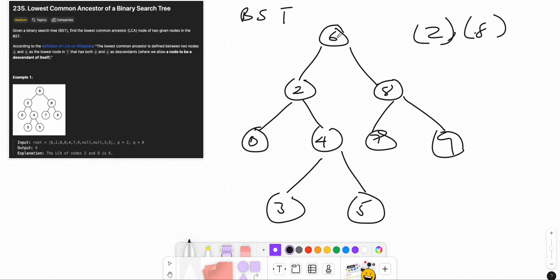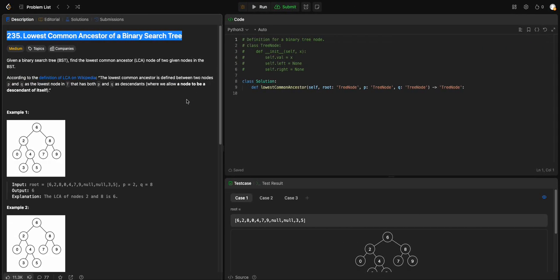the node that is closest to the root. In the question, even though it is marked medium, it is a simple one. In a binary search tree, the bigger node is on the right and the smaller on the left, so the lowest common ancestor is the first node whose value is between the two values.